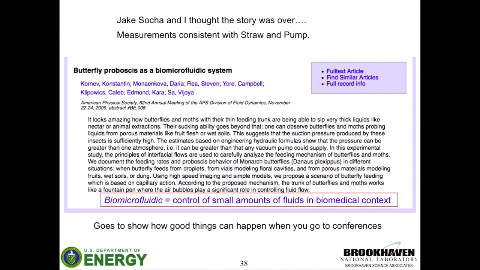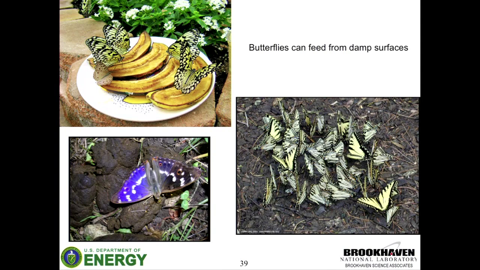But again, this is one example of why you go to conferences, right? It's for these few magical moments that you get. So anyway, after a long discussion with this group, basically, what he said was, look, butterflies can feed from damp surfaces. In fact, butterflies have to feed on dung because they need some amino acids that apparently can only be gotten from dung. And they also feed from bananas, which is not a pool of liquid. Now, why is this a problem?